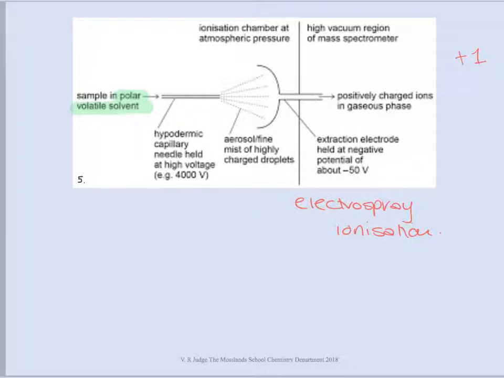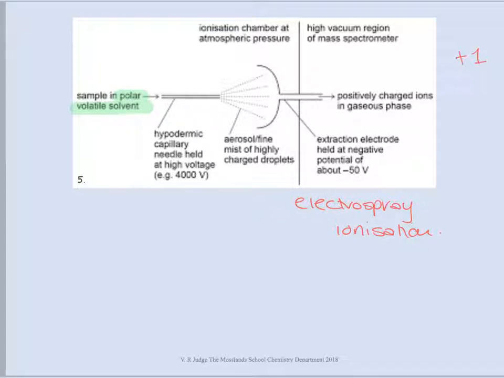So the sample's then put into a hypodermic needle or a syringe, a capillary, very, very narrow, and it's pushed through at high pressure. Now, the tip of the needle is attached to a very high voltage, which you'll also want to mention in your exam. As the sample's sprayed out, it becomes a fine mist. It's sprayed out and the solvent evaporates and your sample picks up a proton.